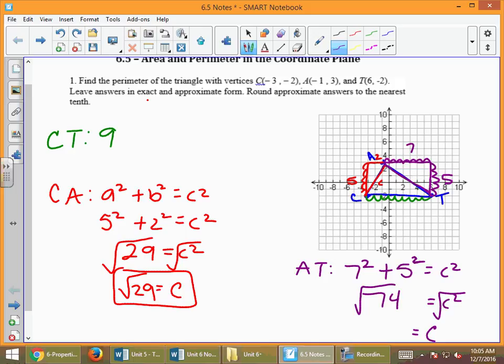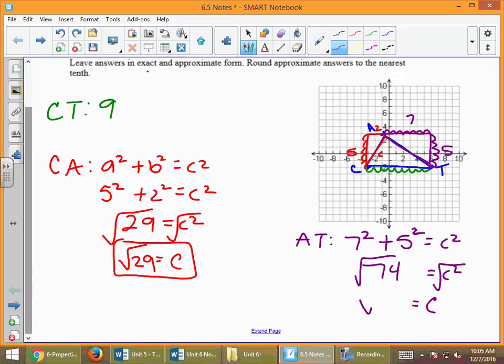Can we take the square root of 74? Can we simplify radical 74? We leave it as the square root of 74. Done. That one won't simplify. How will we know when we can just leave it? There's no perfect square that goes in. If you can simplify it, you have to. If you can't simplify it, just leave it like that. That is the exact answer. You have to see if you can simplify first.